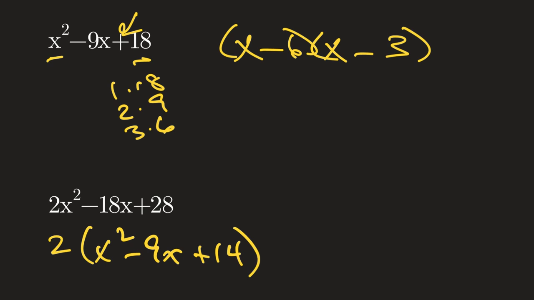Now, this resulting trinomial, what's the leading coefficient of this trinomial now? 1. Again, we're back to a very nice situation. We got a leading coefficient of 1 with this trinomial. I'm going to keep my GCF. I'm going to go 2 sets of parentheses, and I'm going to go ahead and break up x squared into x and x.